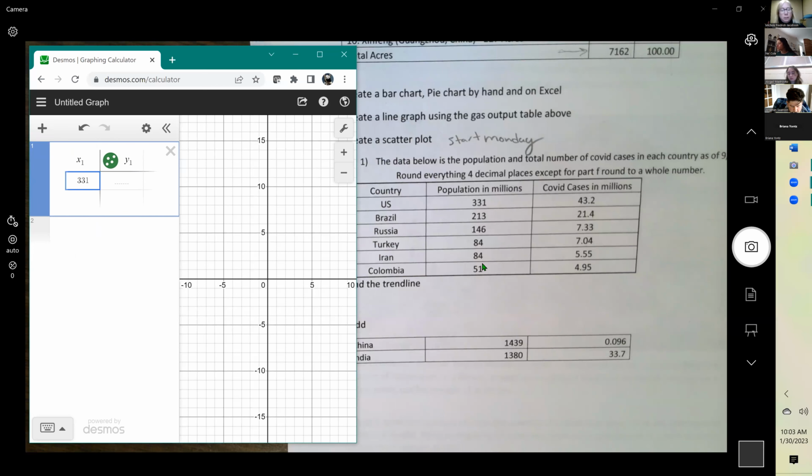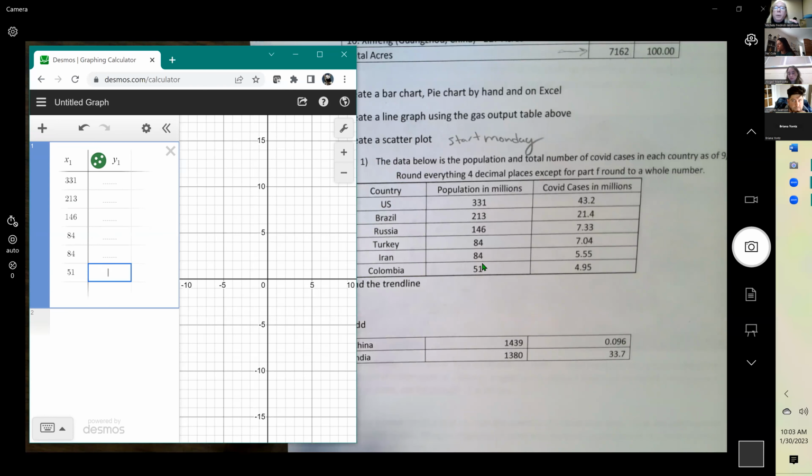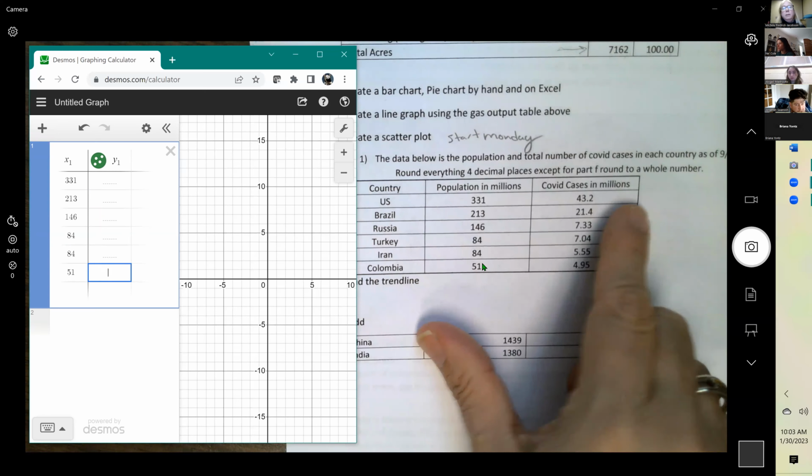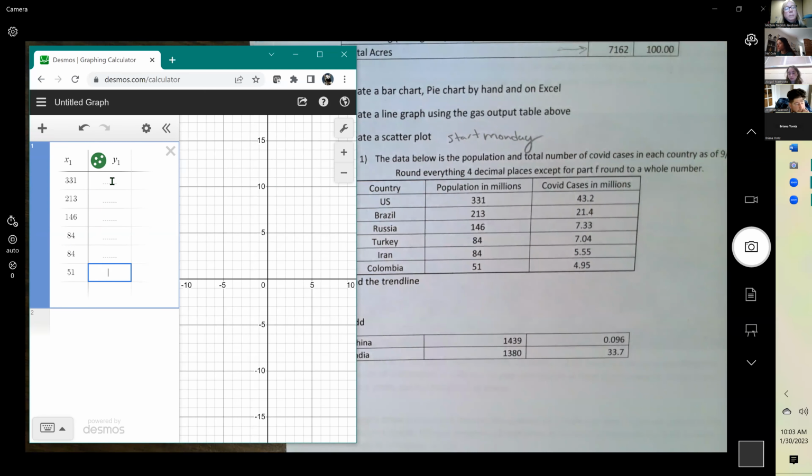331, 213, 146, 84, and 84, and 51. Both of these, notice it says, are in millions. 43.2, 21.4.